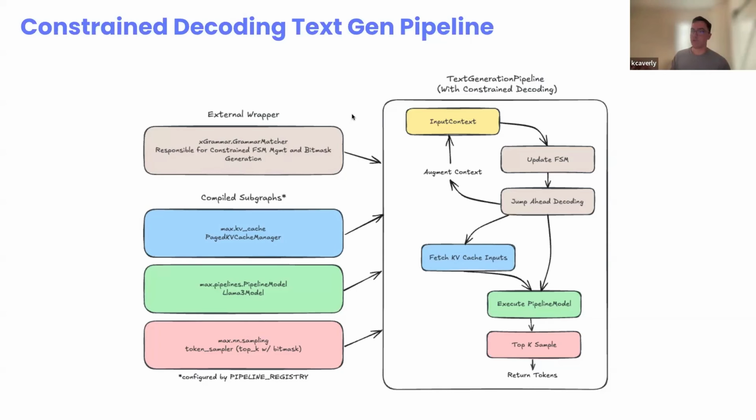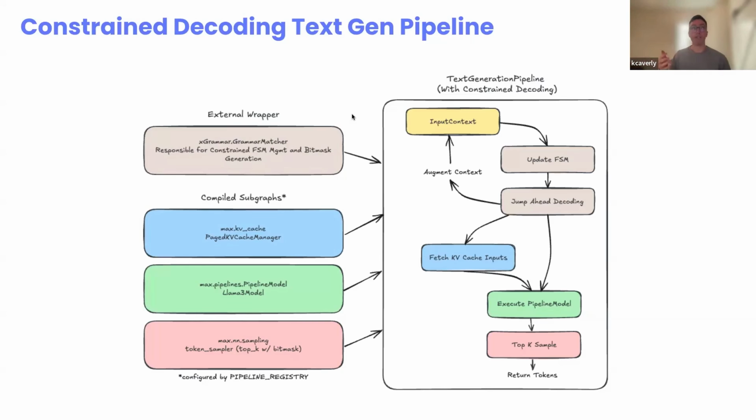We have this concept of a grammar matcher, which is actually responsible for the finite state machine management and the bitmask generation. We'll start by updating this FSM, identifying the next available states. We'll also do something called jump ahead decoding, where we can essentially collapse the future states of the FSM into a single pathway if possible.